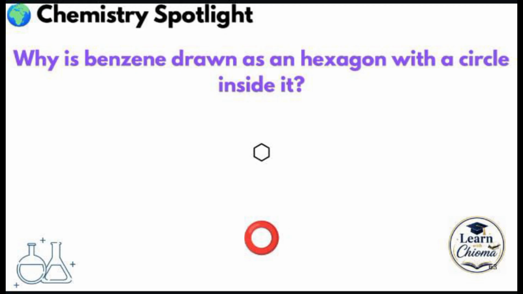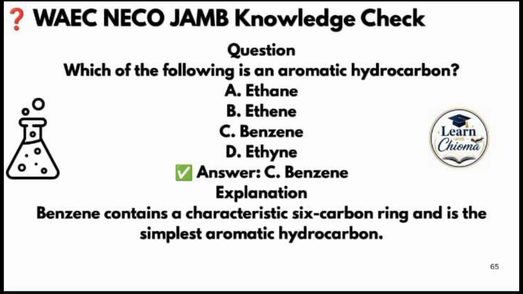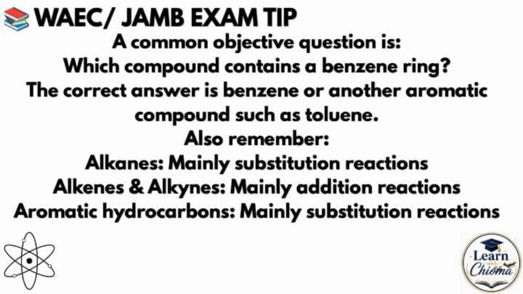We've now completed our study of the major hydrocarbon families. The next concept explains something truly fascinating: how compounds can have the same molecular formula but different structures. This phenomenon is called isomerism, and it's one of the most important topics in organic chemistry.